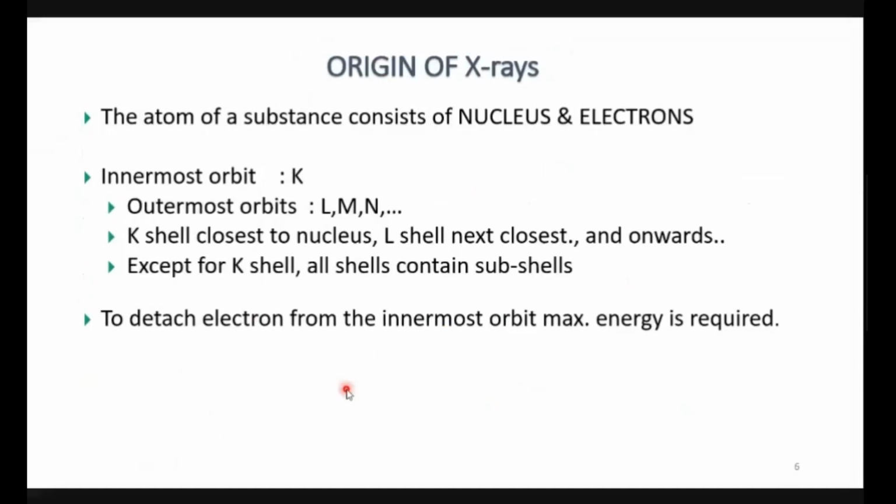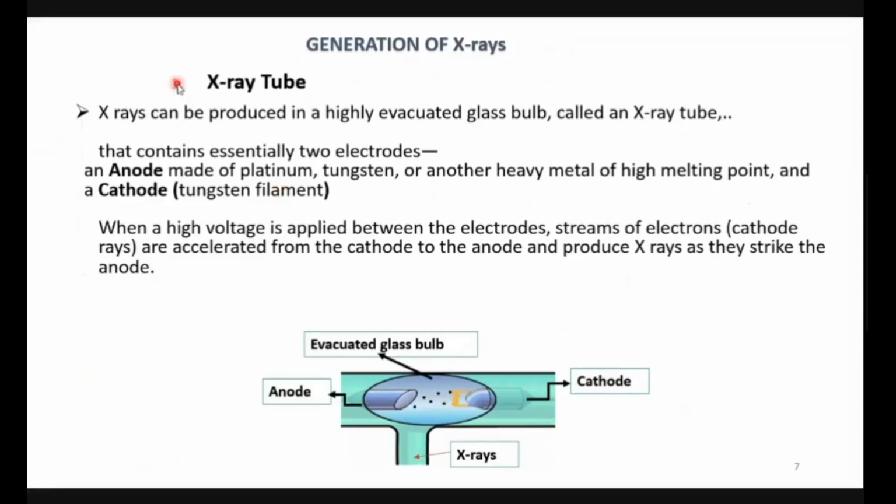That was the properties of X-ray, but how are X-rays originating? X-rays originate from atoms, or more specifically, it is not a nuclear phenomenon, it is an electron-related phenomenon. Atoms in general consist of a nucleus and electrons. The innermost orbit is K, then next to K are L, M, and N, and so on. Except the K orbit, they all possess subshells. To detach an electron from the innermost orbit, maximum energy is required. When electrons from the innermost orbits K or L are detached from the nucleus, they emit X-rays.